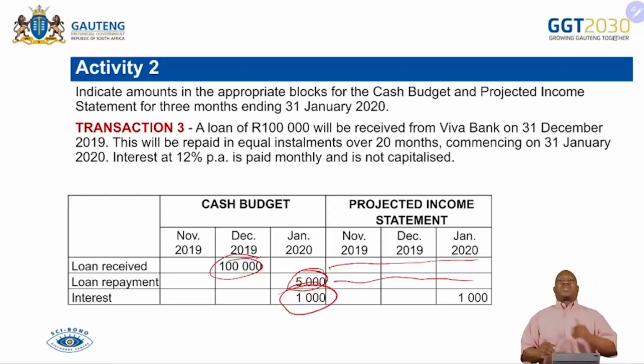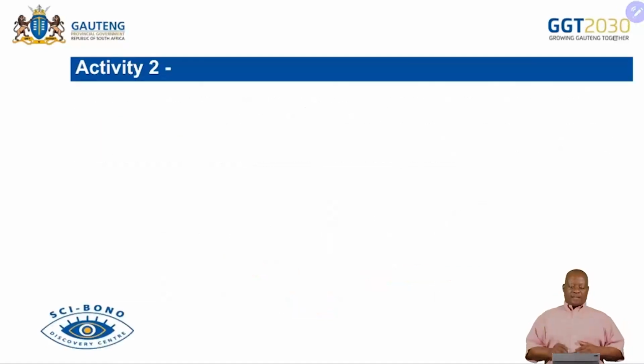But is interest an expense? Yes. So because interest is an expense, it affects our projected income statement as an expense. Which month? January. Very important. So you need to be able to know the distinction or the difference between these two statements. Otherwise, you wouldn't be able to get it right.